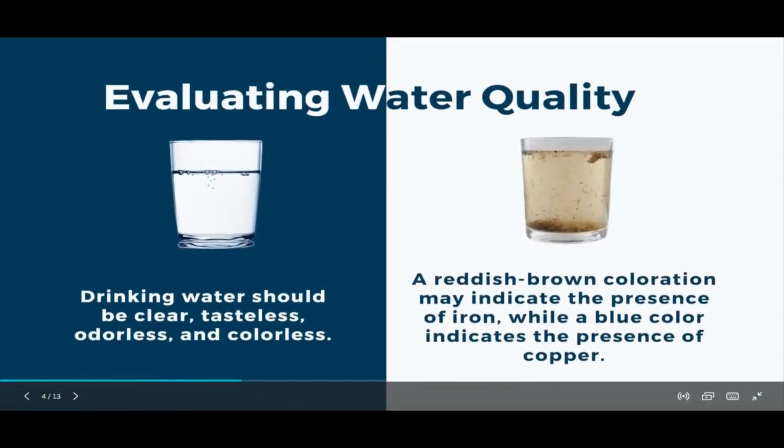In evaluating drinkable water for poultry, the water should be clear, tasteless, odorless, and colorless. A reddish-brown color may indicate the presence of iron, while a blue color indicates the presence of copper.